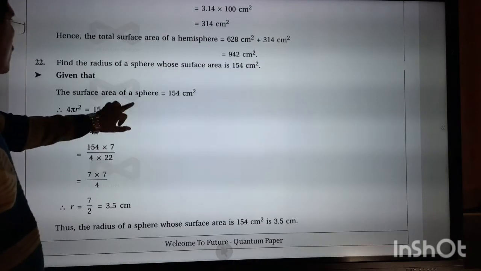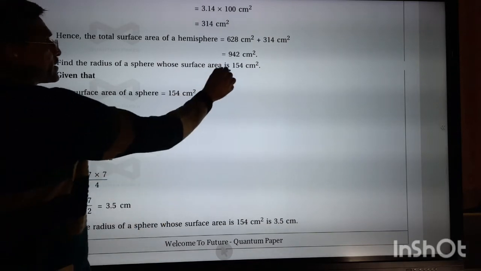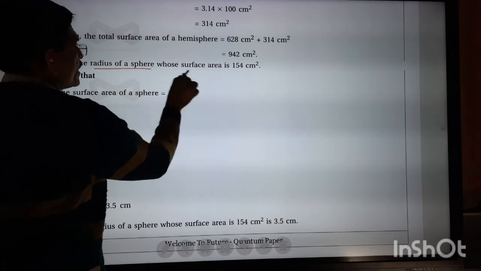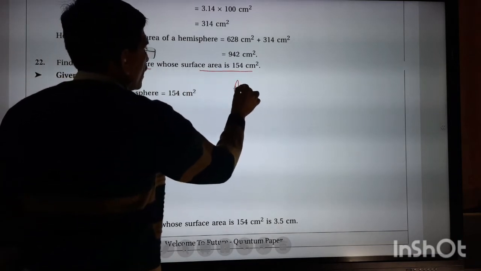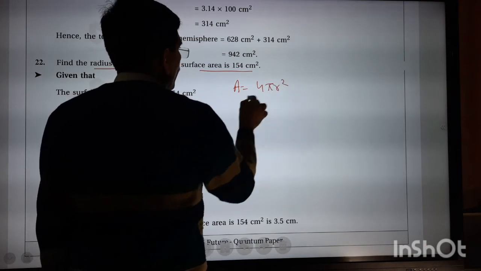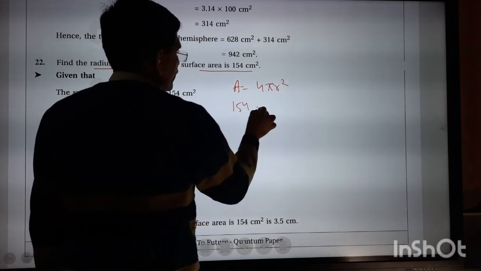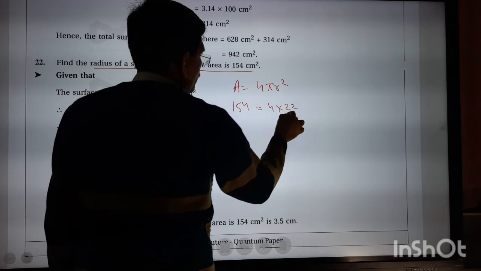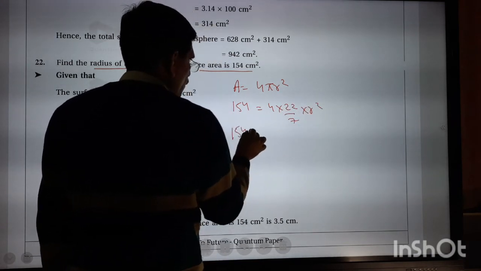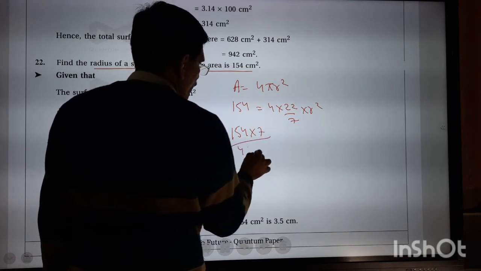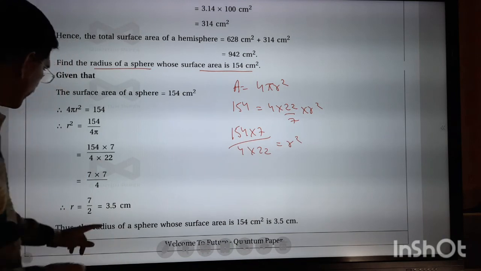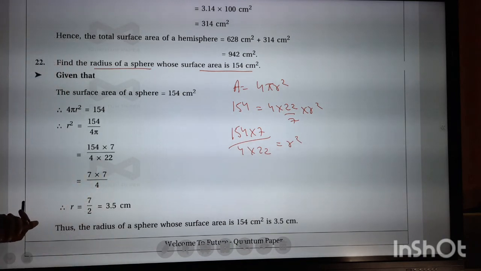Now, okay, find the radius of sphere by using area. So sphere formula is 4 pi r square. 154 is equal to 4 into 22 by 7 into r square. So 154 into 7 over 4 into 22 is equal to r square. If you will cancel it, we can get the answer r is equal to 3.5.